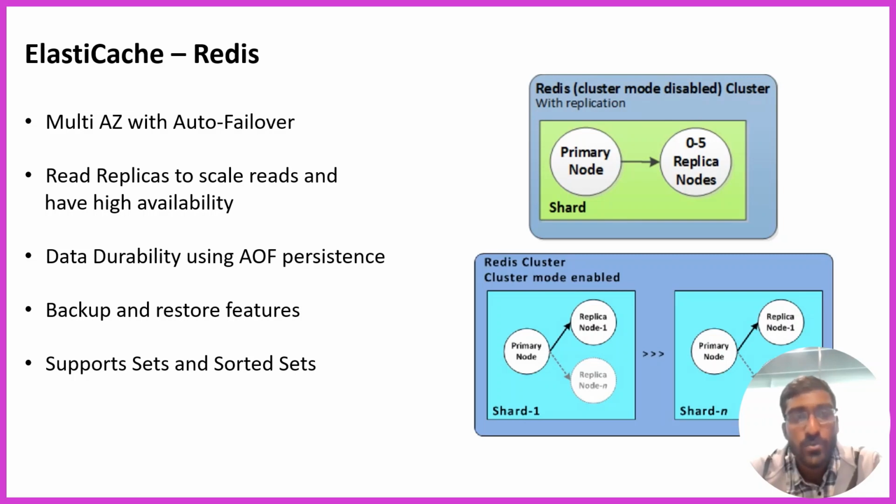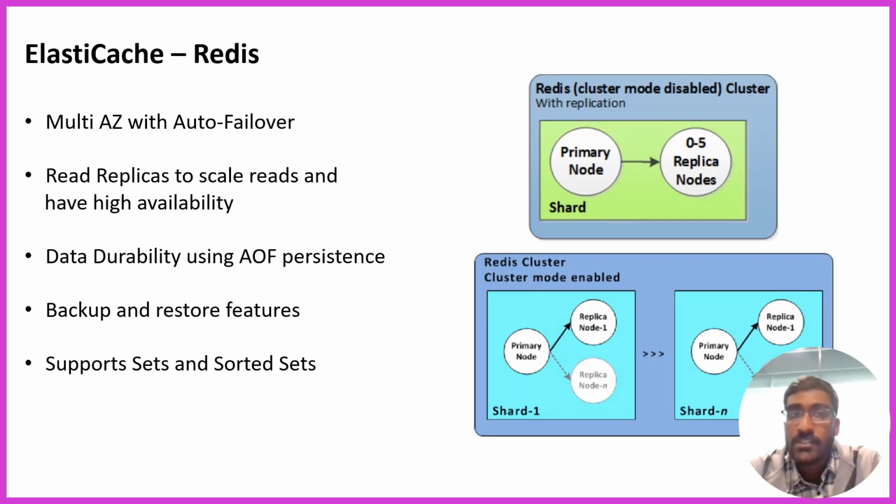Read replicas to scale reads and ensure high availability. Read replicas are copies of your primary Redis node that can handle read requests. They help distribute the read load, improve read performance, and ensure high availability. For example, let's say you have an e-commerce application where a product catalog is stored in a Redis database. By creating read replicas, you can direct your read requests to these replicas, reducing the load on the primary node and providing faster response times to users.